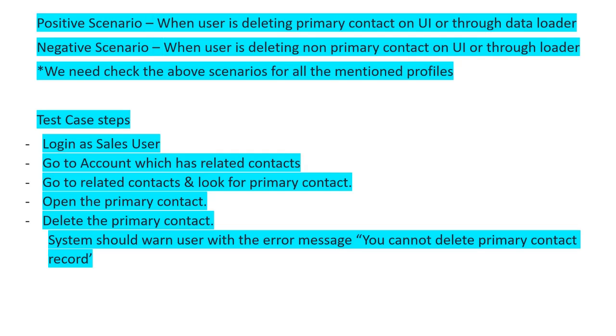The negative scenario is when the user is deleting a non-primary contact on the UI or through data loader. You have to check through the UI as well as through data loader, because normally we do operations through data loader as well. In both scenarios, it should work. We need to check the above scenarios for all the mentioned profiles, so we'll be testing with all the profiles. Whether logging in as a sales user or a marketing user, we have to check these two scenarios, positive and negative.